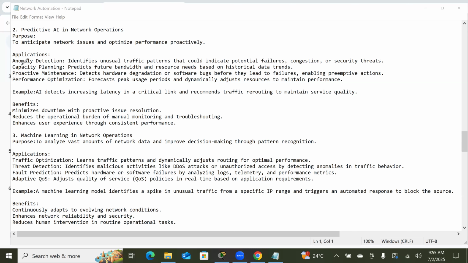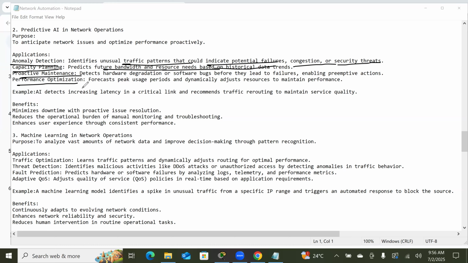And it even helps us with anomaly detection. Based on unusual traffic patterns, it could indicate potential failure, congestion, or security threats. Then it gives you capacity planning, the future bandwidth and resources you need based on historical data trends, and then proactive maintenance and performance optimization. So these are the two AIs.